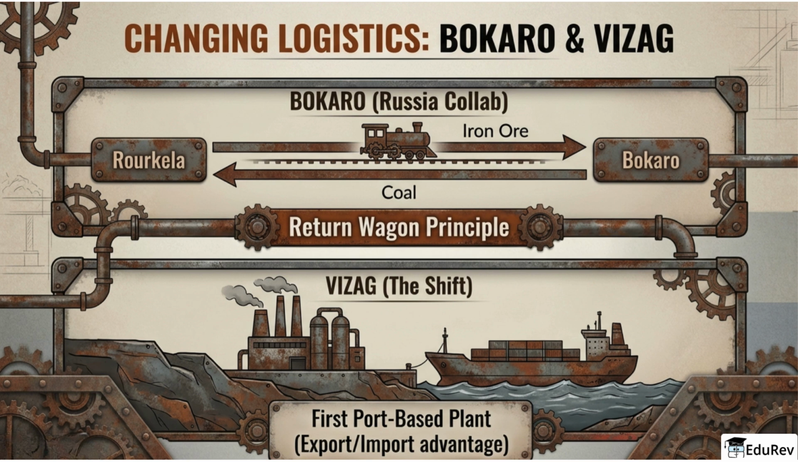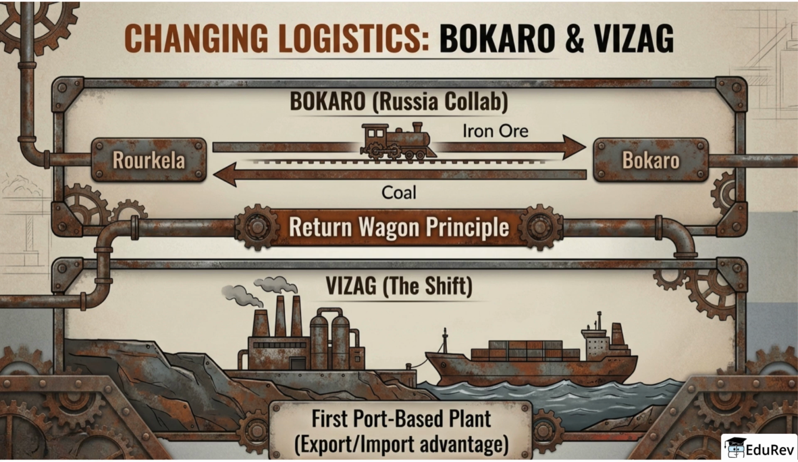First, Bokaro, built with Russian collaboration. The important principle here is the return wagon principle. This means railway wagons should not go back empty. If one raw material moves in one direction, another should move back on the return trip. That is what the diagram is trying to teach.